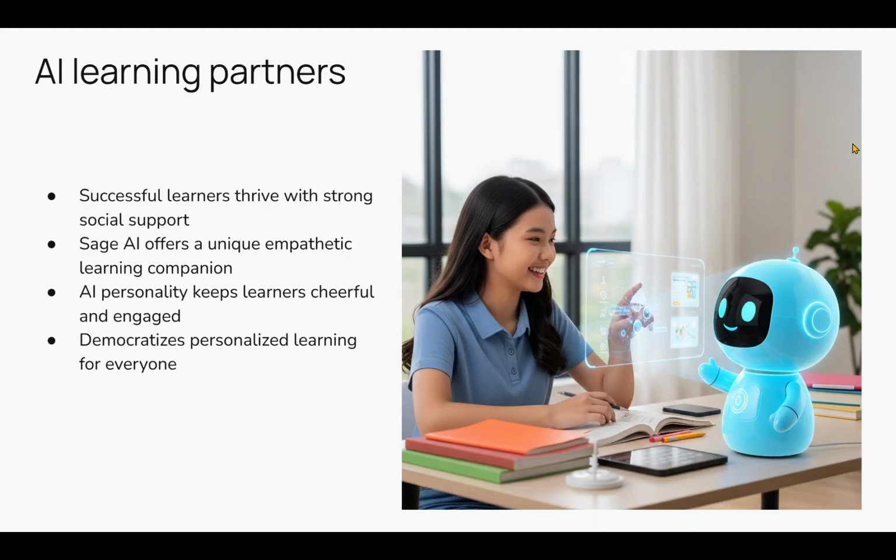Successful learners thrive with strong social support. Sage AI offers a unique empathetic learning companion. AI personalities keep learners cheerful and engaged. You're doing things for your personality, right? It gives you encouragement. It says, let's checkpoint on what you've learned. Then you answer, and then it'll help you amp up your game to get to where you want to be. It democratizes personalized individual learning for everyone.